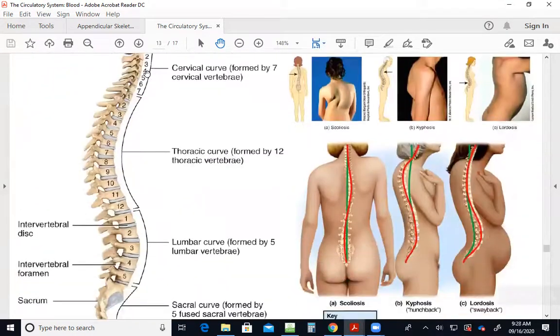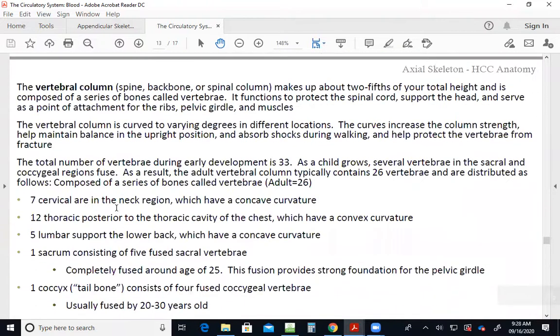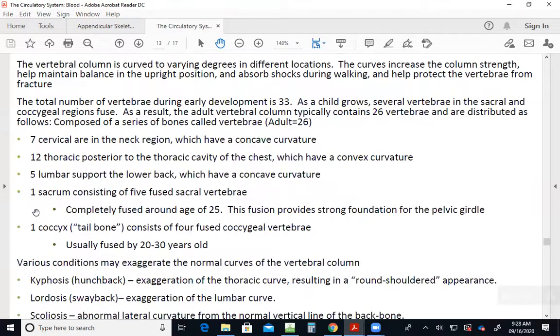Looking here at this picture, this is a lateral view of our vertebral column. You can see all the normal curvatures, and there are 4 of them, kind of giving the spine an S shape, which helps to increase the column's strength, help maintain balance in the upright position, and absorb shocks during walking, and just overall helps protect the vertebrae from fracture. They're all stacked up on one another, straight up and down. It would be a lot of pressure pushing down on the next one all the way down to the very end.